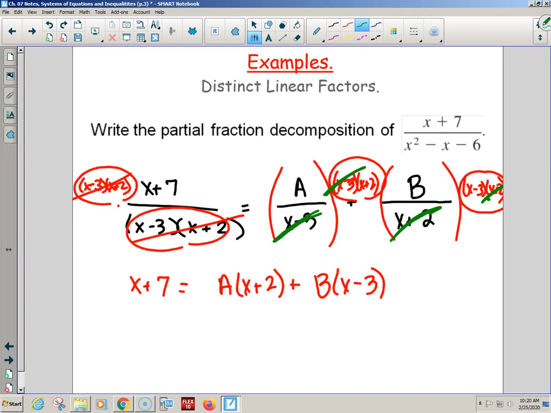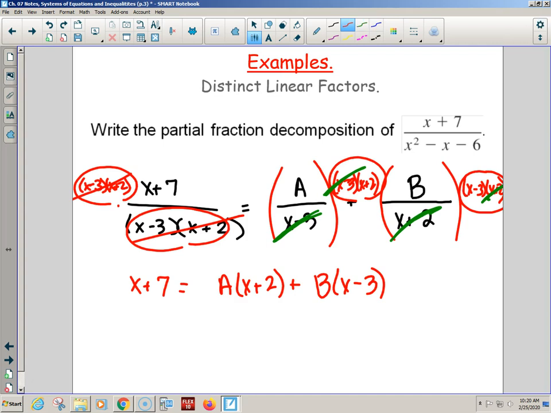Some of you are already starting to see patterns. If these are always coming from this, when I multiply this on the other side, something will always reduce and something will always be left. Something will always reduce and something will always be left.